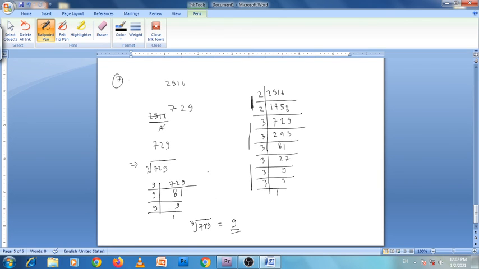So this was question number 7, and the last question: find the side of a cube whose volume is this. So find the cube root of this number. Okay, try this by yourself. And today we have completed our chapter 5. So we have studied in this chapter square roots and cube roots.